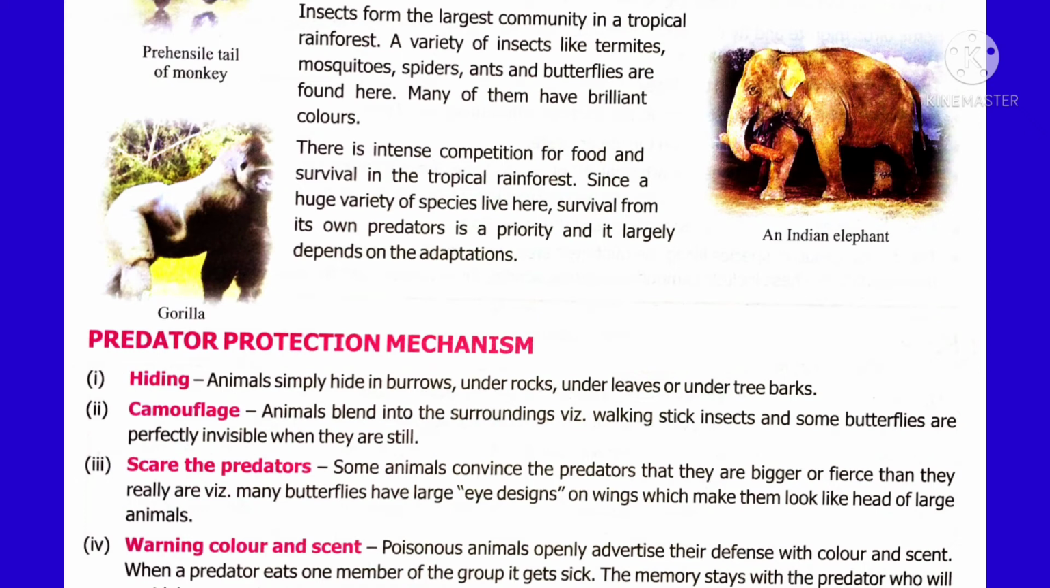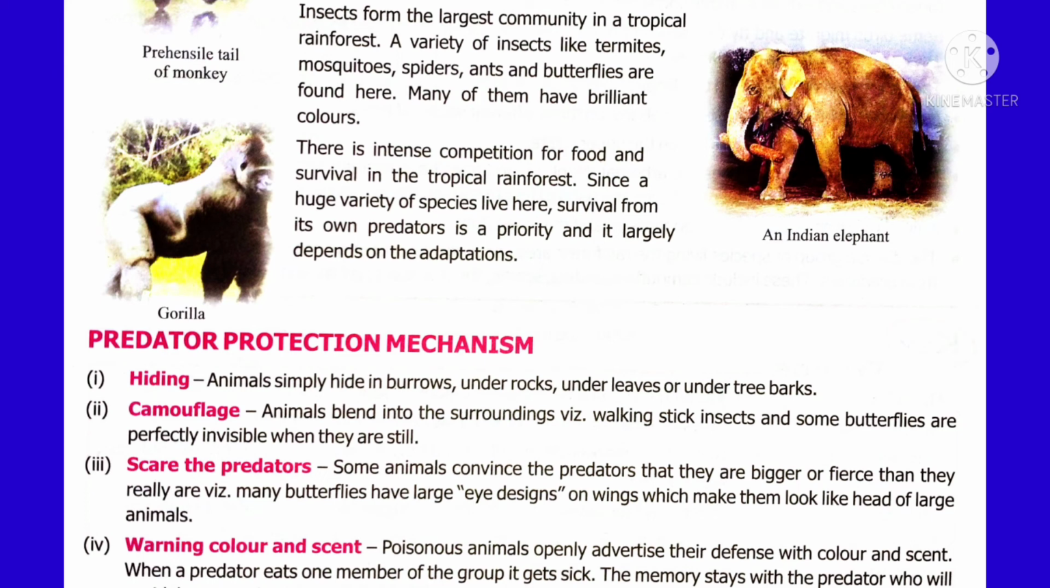Here there is intense competition for food because many animals live in this area, as this climate and environment is well suited for their survival. They largely depend on adaptations. Let's move on to the next topic, predator protection mechanisms. The first is hiding. Animals simply hide in burrows, under rocks, under leaves and tree bark. The next one is camouflage. Animals like walking sticks and some butterflies blend into their surroundings. They change their color to match the surroundings in order to protect themselves from enemies like predators.